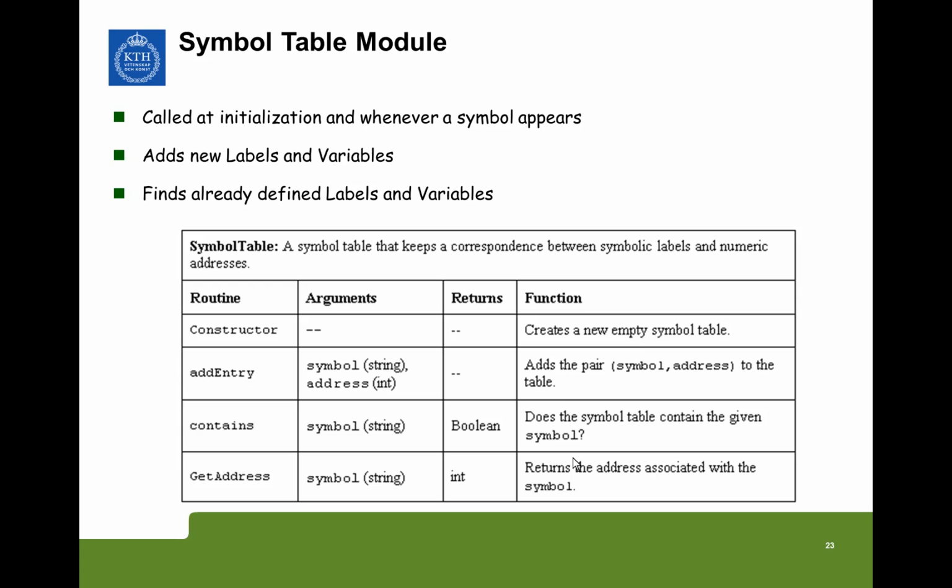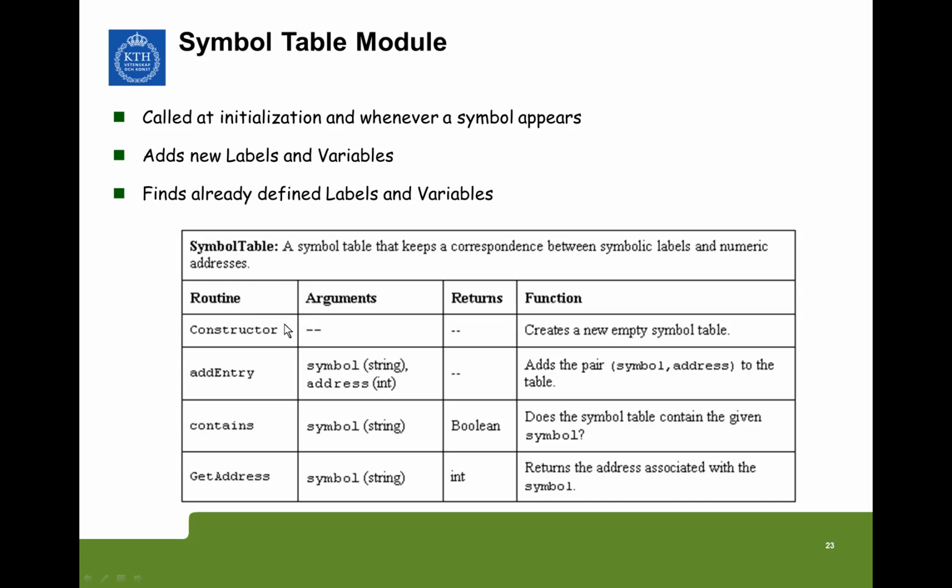Okay, finally the symbol table module. It will be called at the initialization part of the program, right, to fill in the predefined symbols, and then it will be called every time a symbol appears. It needs to add new labels and variables and has to find already defined labels and variables.